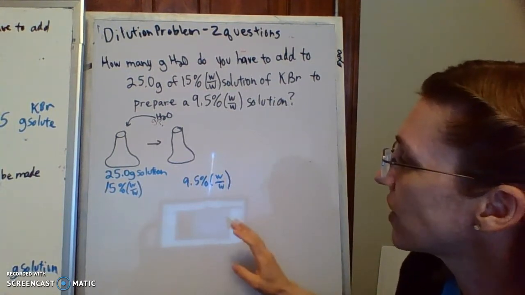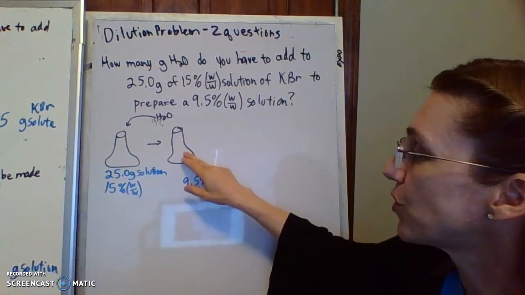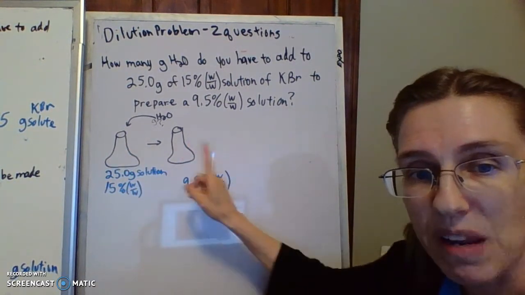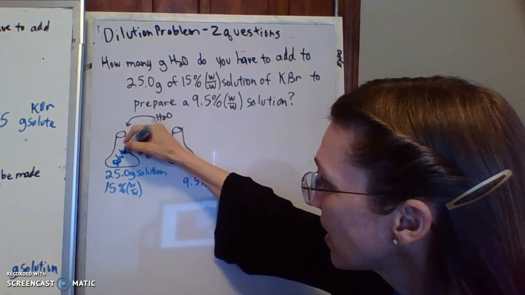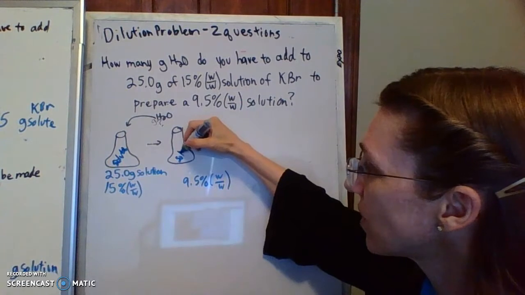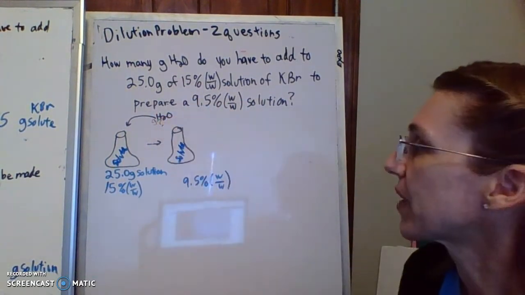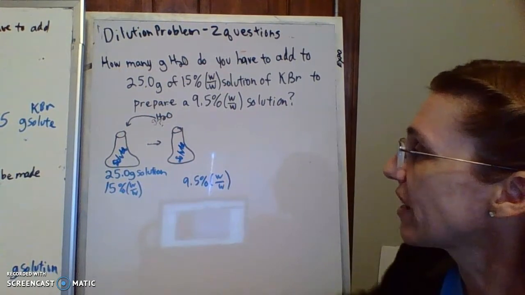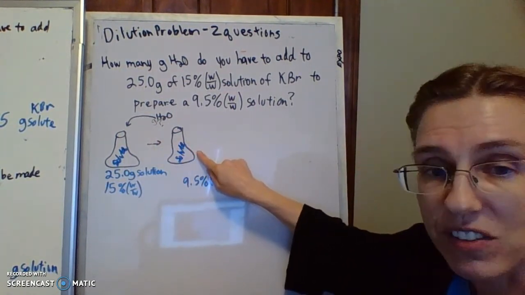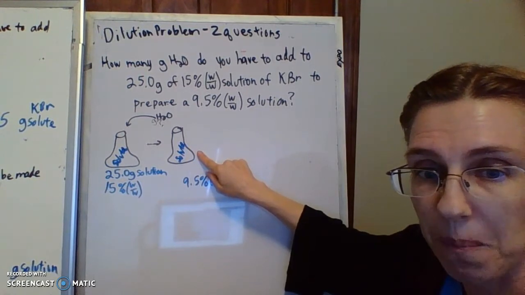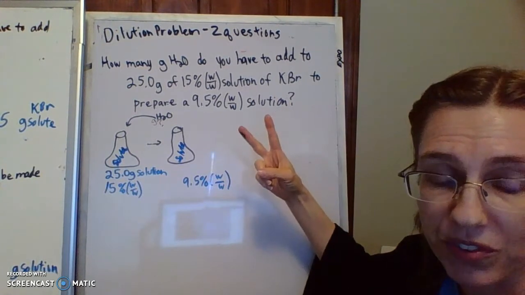So we've got two things going on here. We've got a solution over here and a solution over here. The one thing that's the same in both is the amount of solute. So the amount of solute here equals the amount of solute here. All we've done is add more water, right? So if we can find the amount of solute here, then we know the amount of solute that's going to be over there. So in order to do any calculation, we need two numbers.